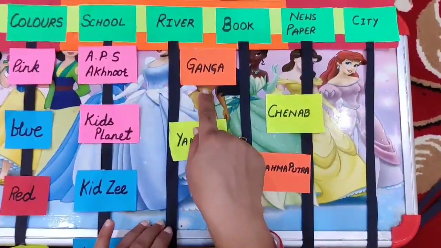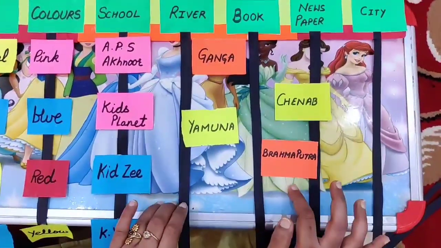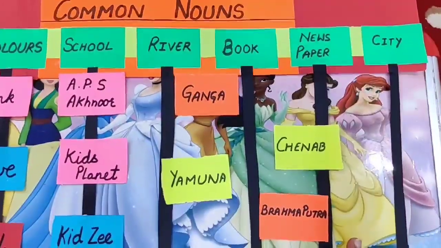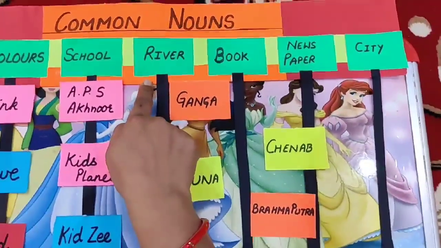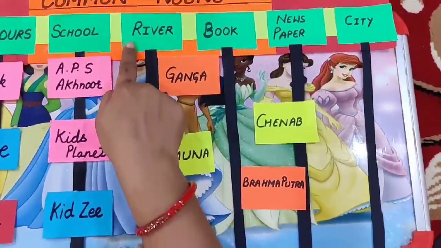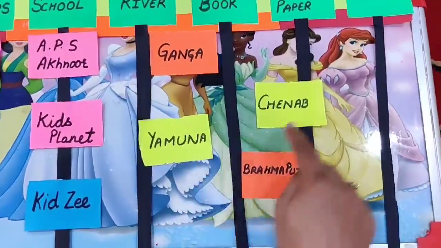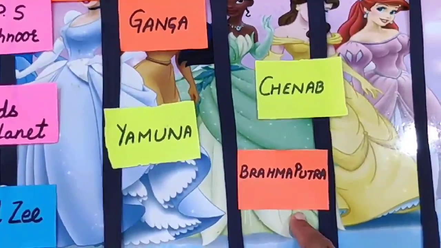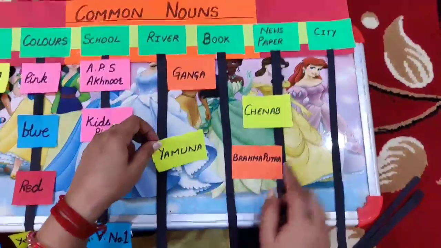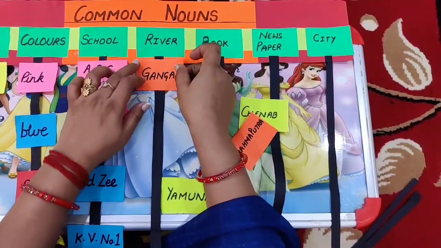Now I am reading some names. Ganga, Yamuna, Chenab, Brahmaputra. What are all these? These are names of rivers. So river is the common noun, but when I mention the name of the river, it is a proper noun. River is a common noun. When the name is mentioned, it is a proper noun. So Ganga, Yamuna, Chenab and Brahmaputra are the specific names of the rivers. So all these are proper nouns and river is a common noun. So again I will paste it here under the common noun river.